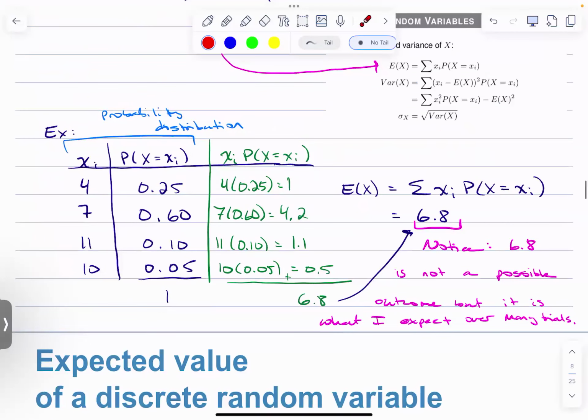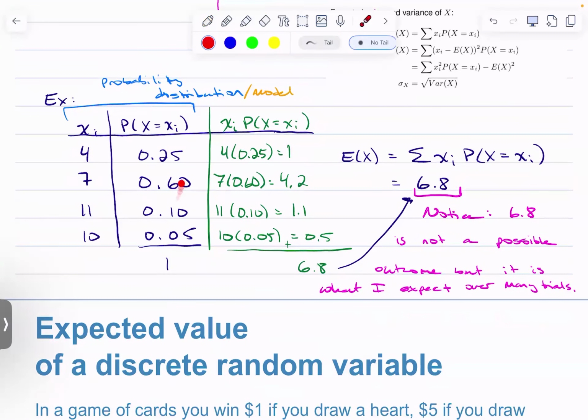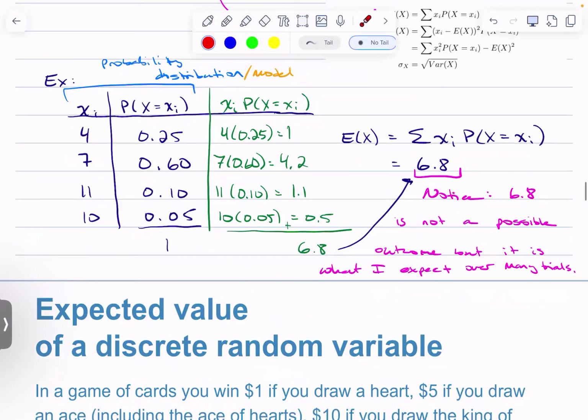So write the probability model for your winnings. What that's asking for is the probability distribution, and I should clarify, or model. I usually call it a probability distribution, but we can call it a model too. So this section here is your probability model. That's what we want to develop. So our X in this scenario is going to be the amount of our winnings. They're going to have some probability of happening. Uh-oh, cards. It's okay. We're doing it together.